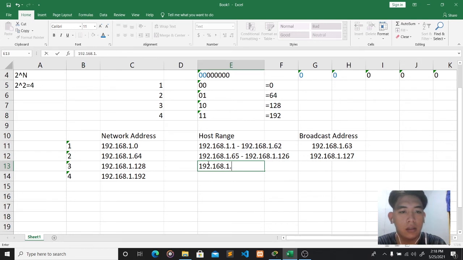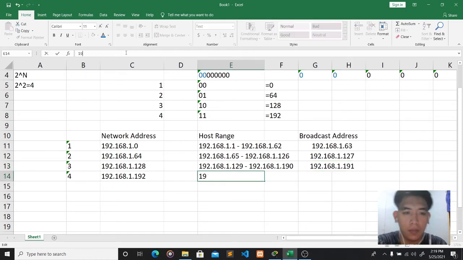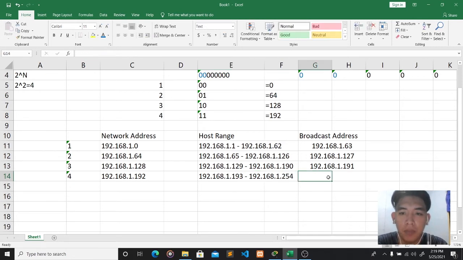192.168.1.129 up to 192.168.1.190. Then ang broadcast address is 192.168.1.191. The next subnet starts at 192.168.1.193, up to... since hanggang 255 lang yung per octet natin, ang last broadcast address natin is .255, so ang last na host range is .254, 192.168.1.254.